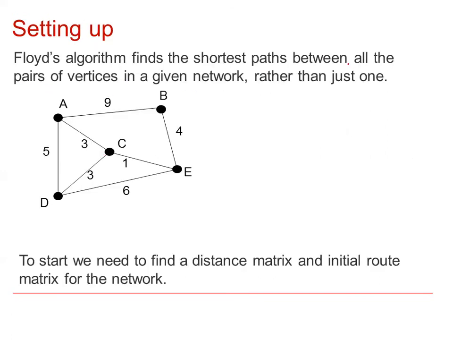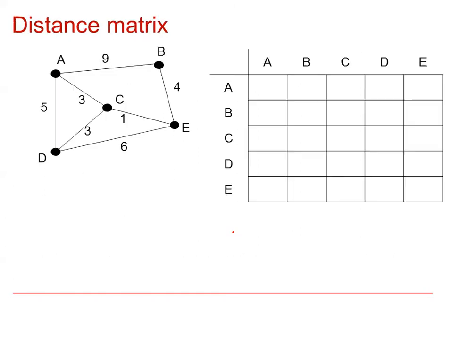So Floyd's algorithm finds the shortest path between all the vertices in a given network, rather than just one, like Dijkstra's does. So in order to implement this algorithm, we first need to find a distance matrix and an initial root matrix for the network. Okay, so we'll first look at the distance matrix.